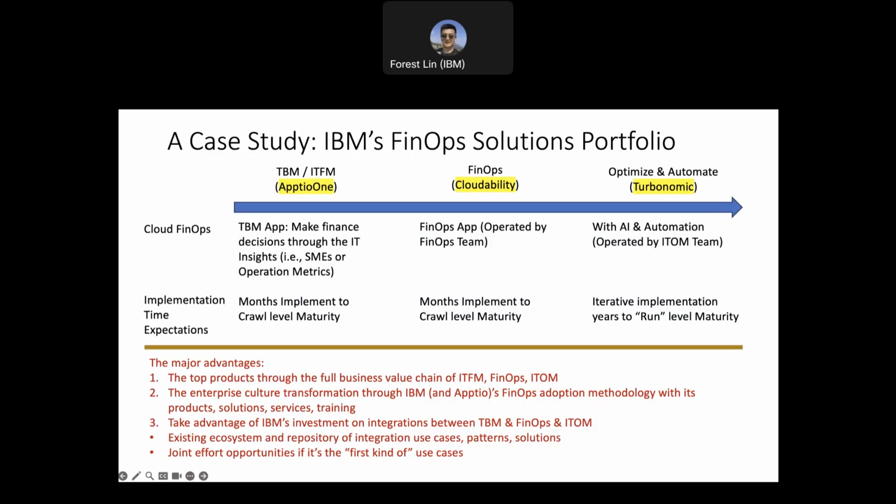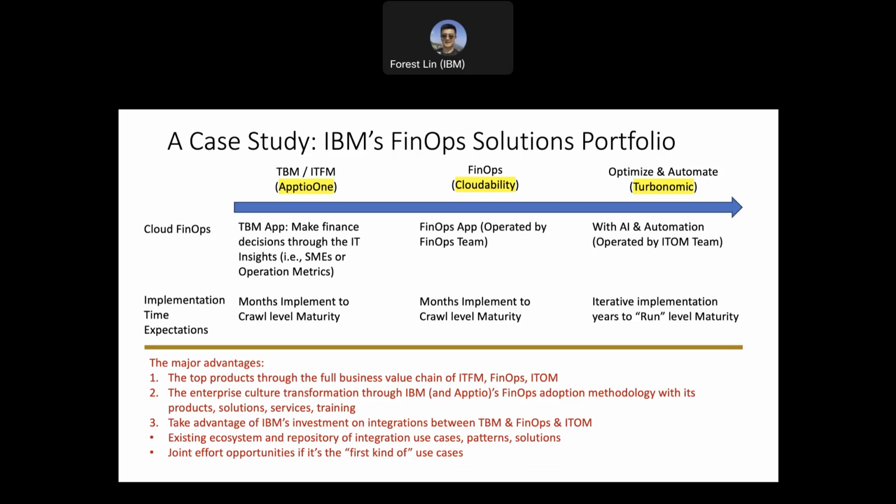I summarized the three major advantages of IBM's portfolio. The first, the products cover the full business value chain we just introduced. The second one is enterprise culture transformation through IBM's FinOps adoption methodology, with its product solutions, services, and training. IBM provides the full spectrum of service products, solutions, and education service to enable the enterprise for FinOps. Third, take advantage of IBM's investment on integrations between TBM, FinOps, and IT operation management.